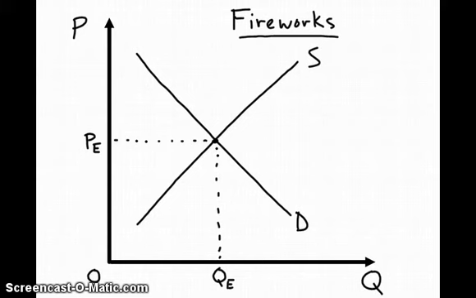Part B said that we should assume that the noise from the fireworks disturbs all of the neighbors. And on our graph here, we should show each of the following. First, we want to show the marginal social cost curve labeled MSC. So the marginal social cost is greater than the private marginal cost represented by the supply curve here.